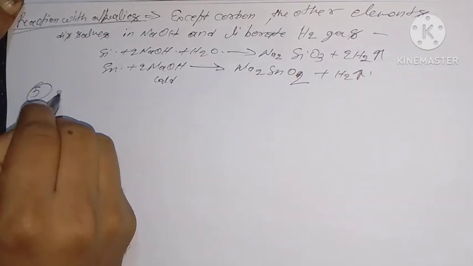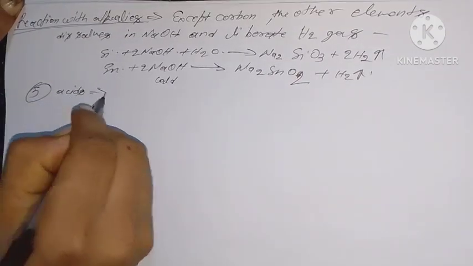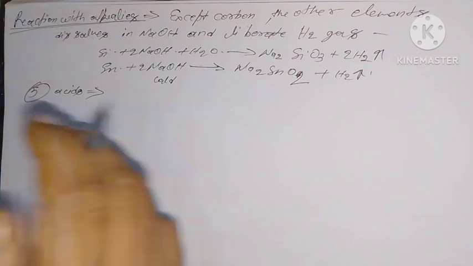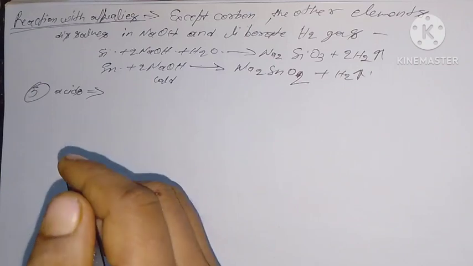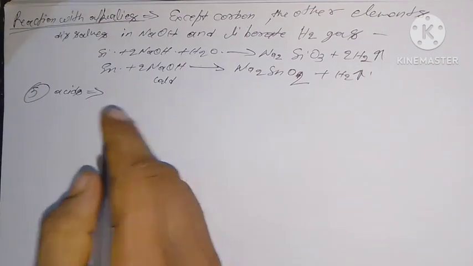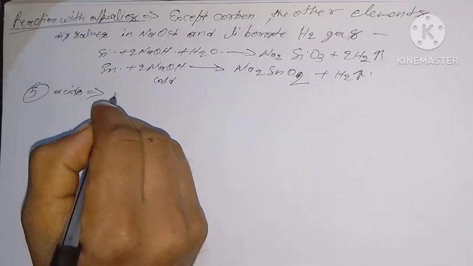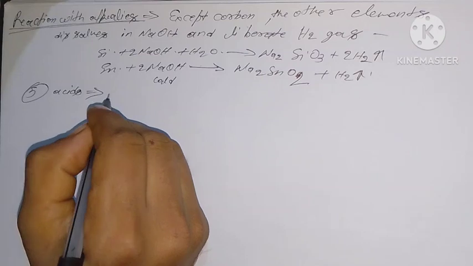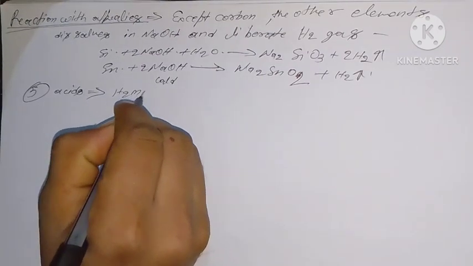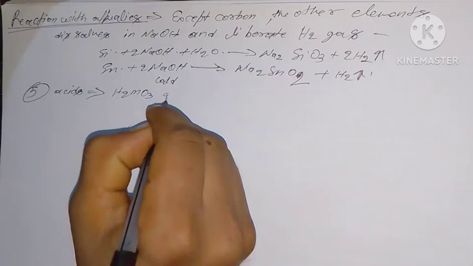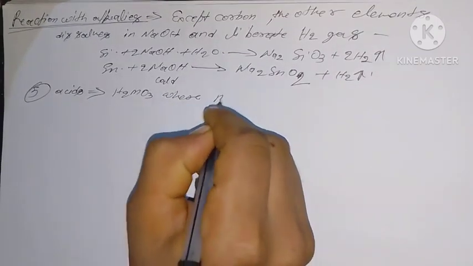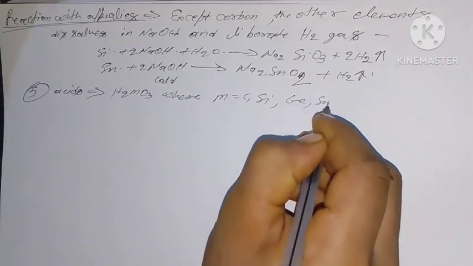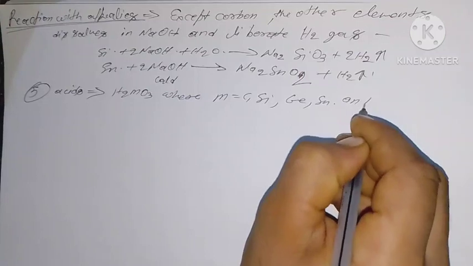Fifth point, acids. All the elements of group 14 form acids of the type H2MO3, where M equals carbon, silicon, germanium, tin, and lead.